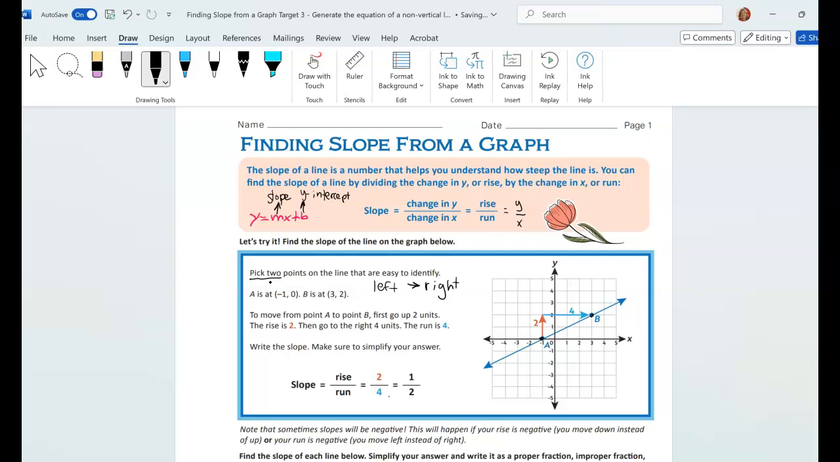And we're going to rise 2. See how we rose 2? And then we're going to run 1, 2, 3, 4. 2 over 4, which can be reduced to 1/2 because 2 divided by 2 is 1, and 4 divided by 2 is 2. That's the slope. So you could write the equation right now.